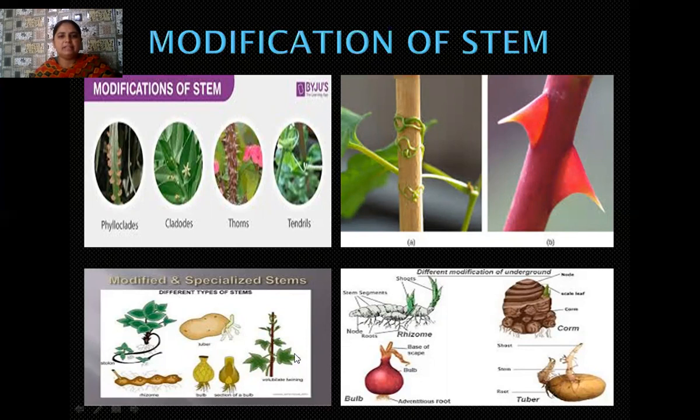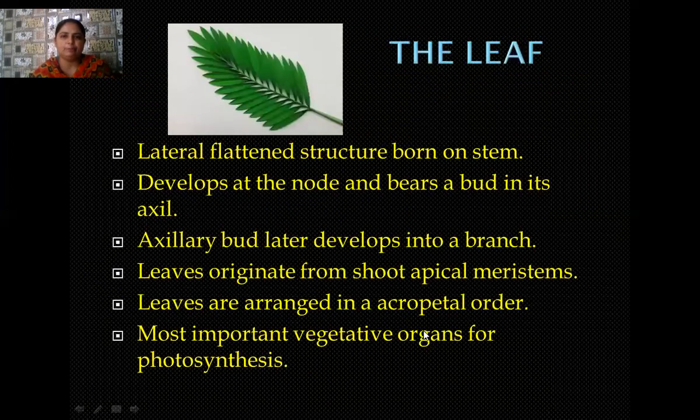Here we have specialized types of stems that are found in ginger. Rhizomes are present. These modified stems are known as rhizomes. And in the case of colocasia, a corm is present. These are special modifications of the stem. In the case of onion or garlic, the modified stems are known as bulbs. And in the case of potato, the modified stem is known as a tuber. All of these modified stems perform the function of storage of food.